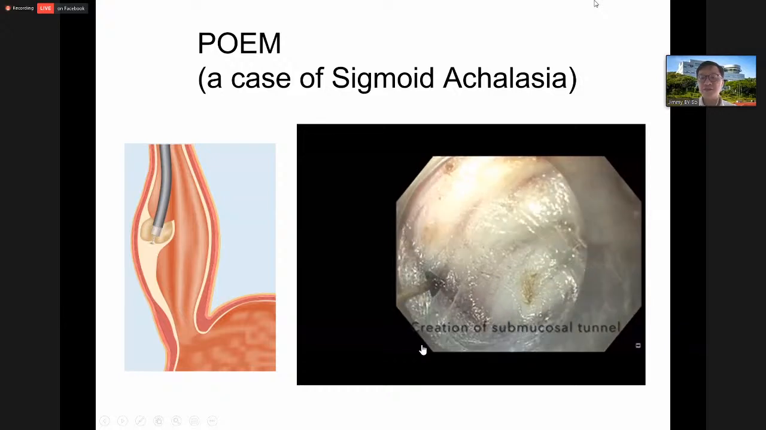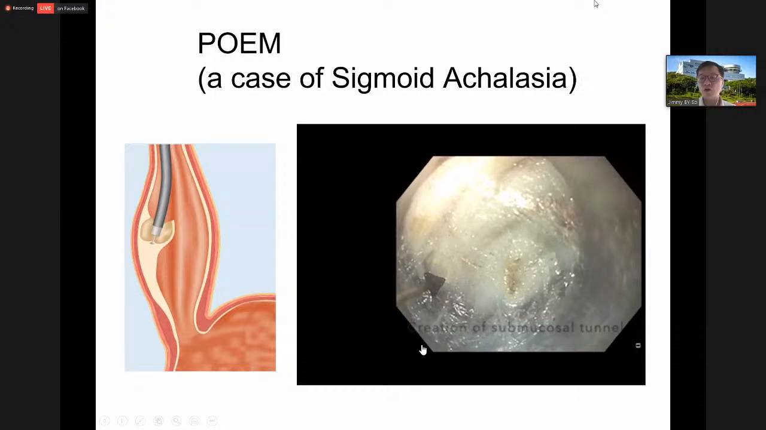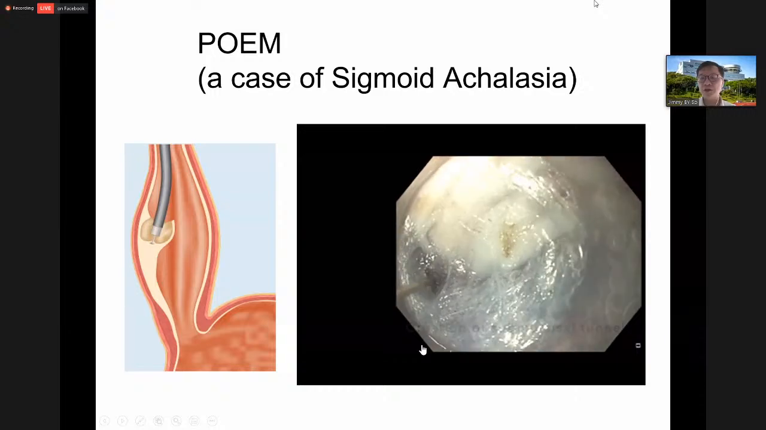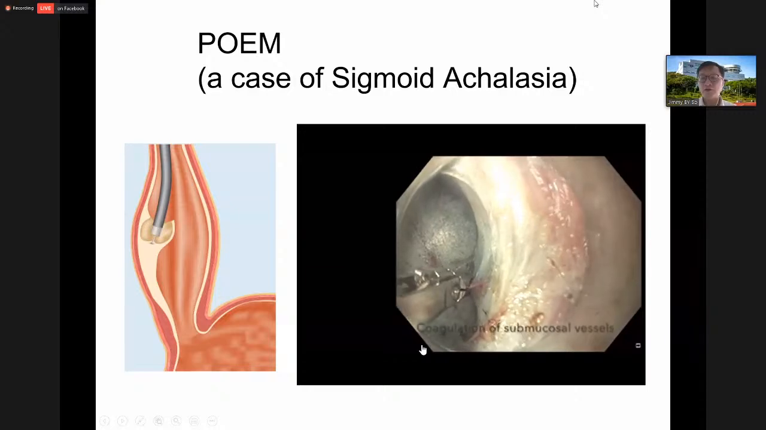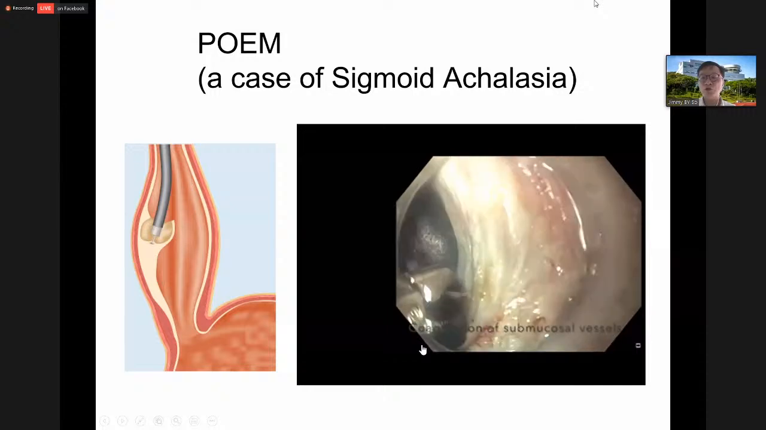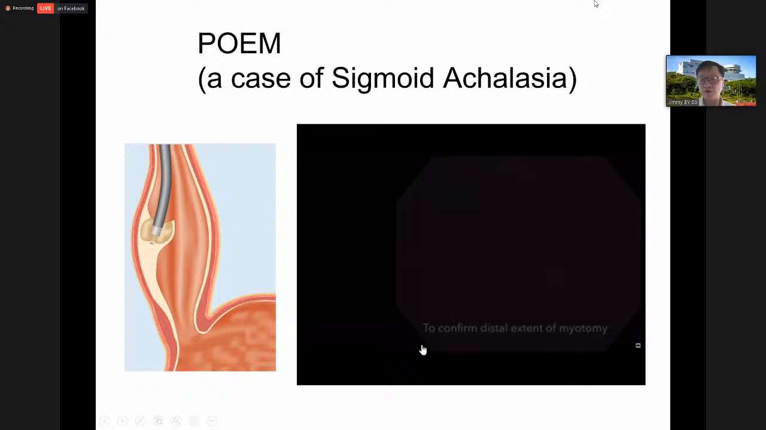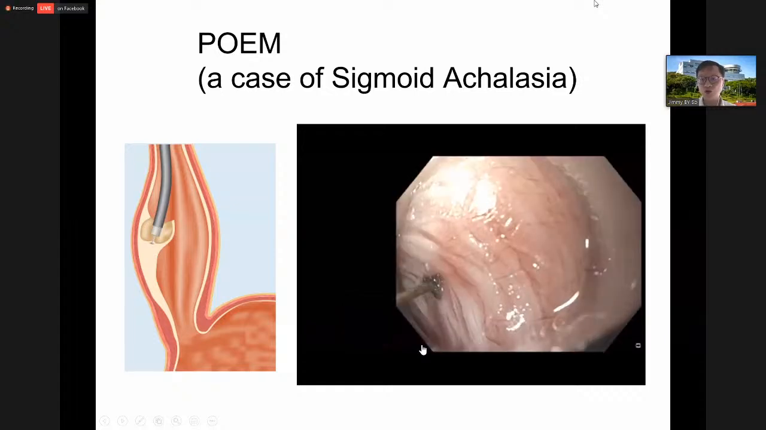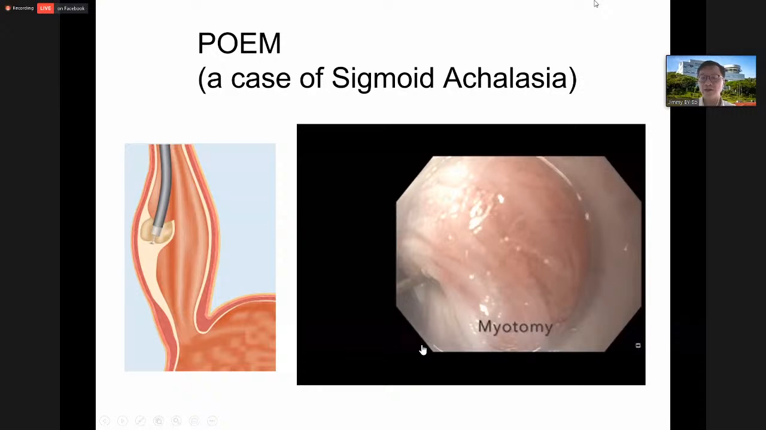And you dissect the space close to the muscle layer to avoid any thermal injury to the mucosal layer. And you will encounter some blood vessels within the submucosal space. You can either divide them with the knife or with coagulation forceps. We confirm that we reach the cardia in the submucosal space by this double endoscopy technique, which shows that we have already created a tunnel all the way to the cardia.